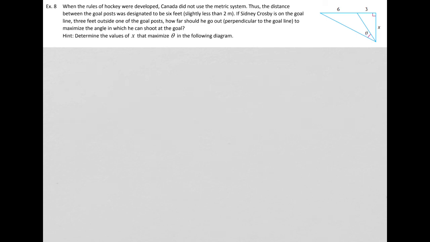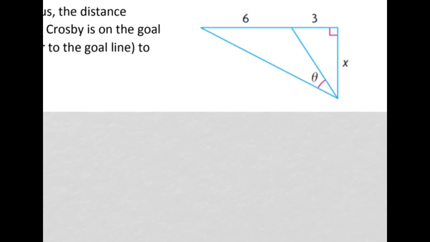In other words, that means how far he needs to go out in terms of length x, such that he will have the maximum angle that he can shoot at the goal. Since we need to maximize the angle theta, our equation is supposed to be in terms of theta. So let's look at the diagram closely. You can see theta is not in a right triangle, and all the primary trig ratios require a right triangle, so we're going to look at the angle differently.